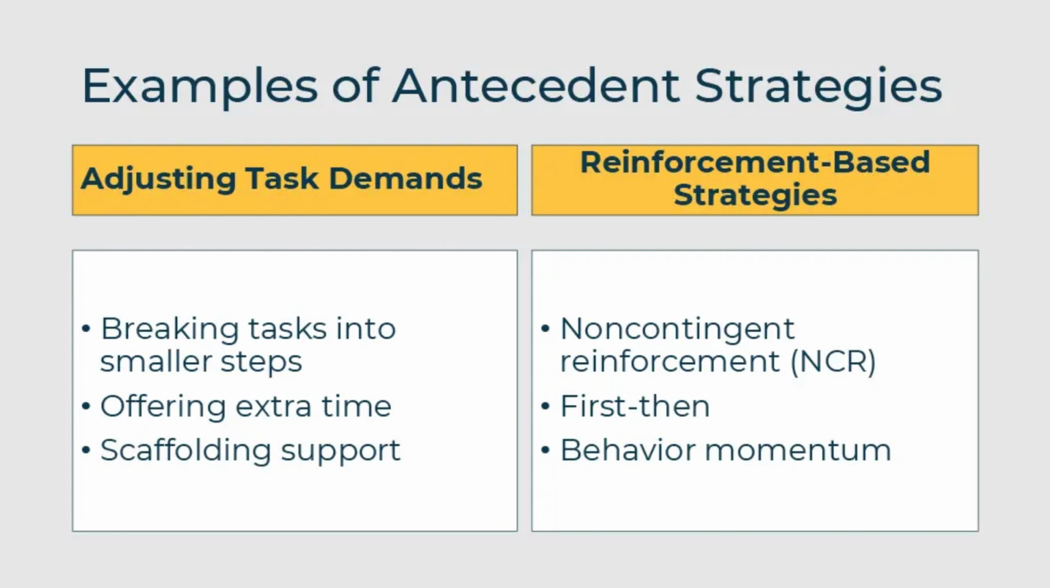To adjust tasks, break them into smaller parts, offer additional time, or scaffold with prompts and models. Reinforcement-based strategies include non-contingent reinforcement, which provides reinforcement on a schedule regardless of behavior; first-then strategy, which offers a preferred activity after a non-preferred one, for example, first math, then iPad; and behavior momentum, which involves starting with easy, high-probability tasks to build confidence before harder tasks. These techniques help make tasks feel more manageable and reduce frustration that could lead to behavior.